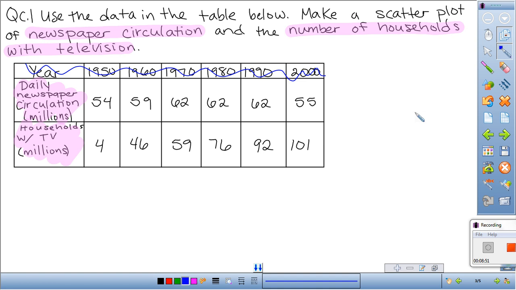So again, we've got to set up our chart, our scatter plot. And again, all we have is positive numbers, so we're going to be in the first quadrant. And remember, x always comes first. So this is our x, this is our y. X always comes first.